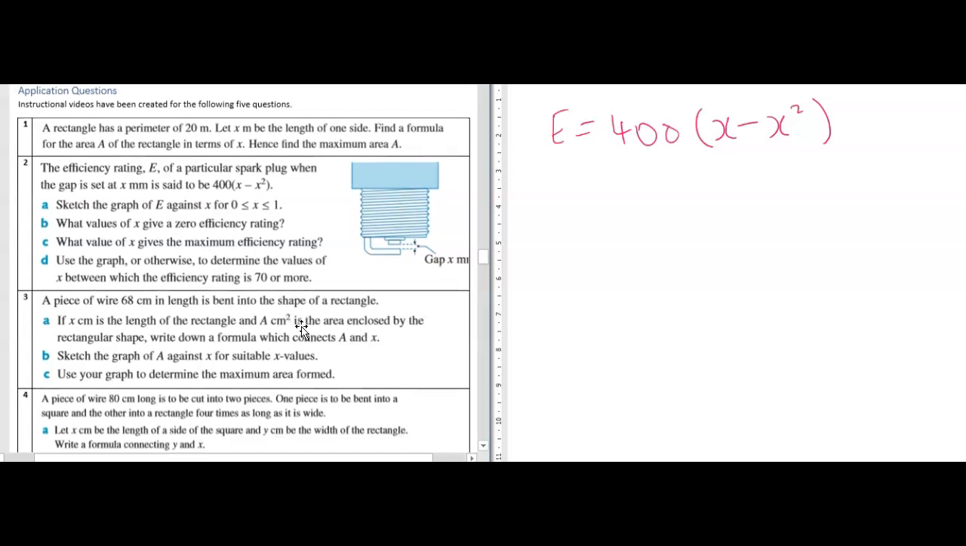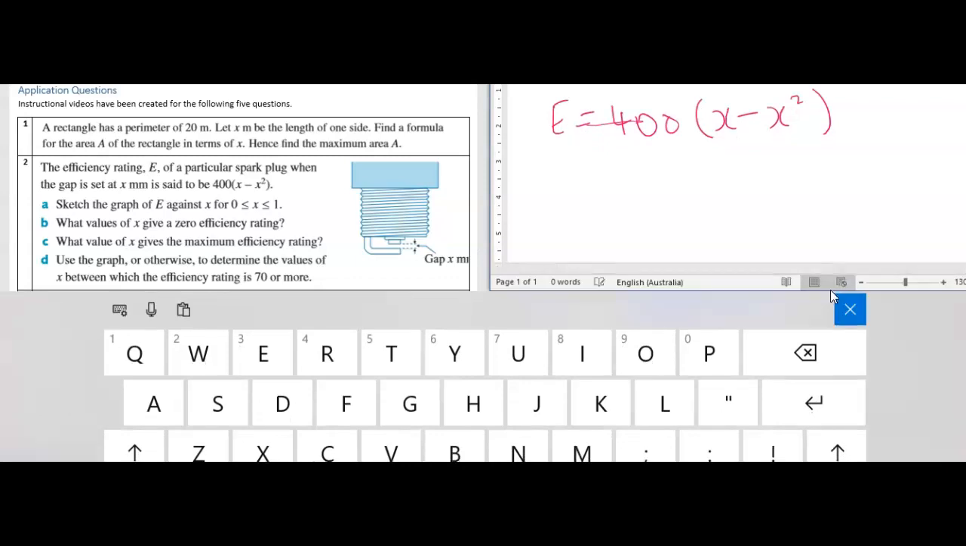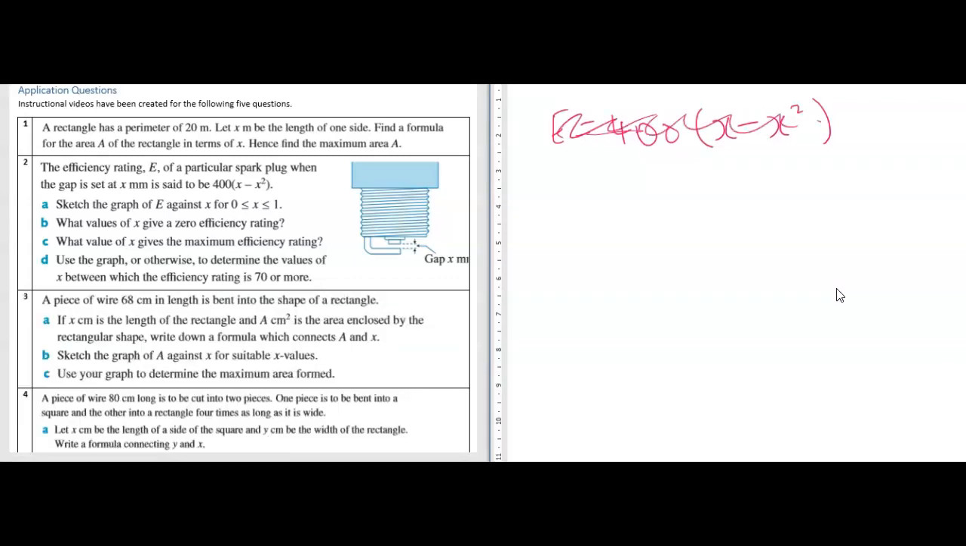All right, question 3. A piece of wire 68 centimeters in length is bent into the shape of a rectangle. If x is the length of the rectangle and a centimeter squared is the area enclosed by the rectangular shape, write down a formula which connects a and x. So this is quite similar to question 1. All right, so I'll get my pen. I didn't really need that equation from before, so I might just cross it out so we know it's not a part of this one.